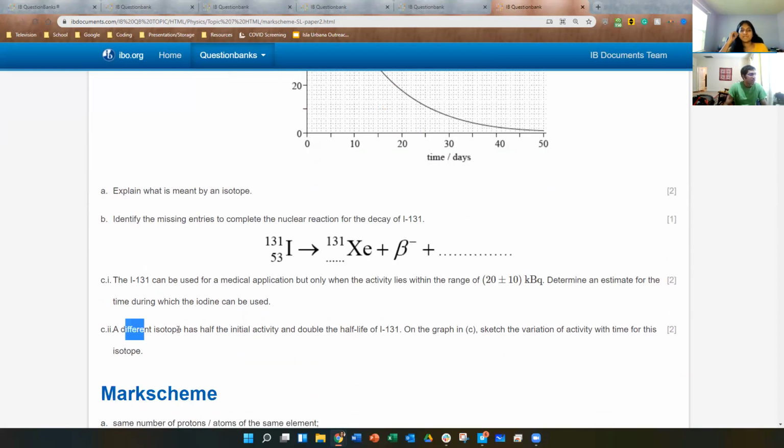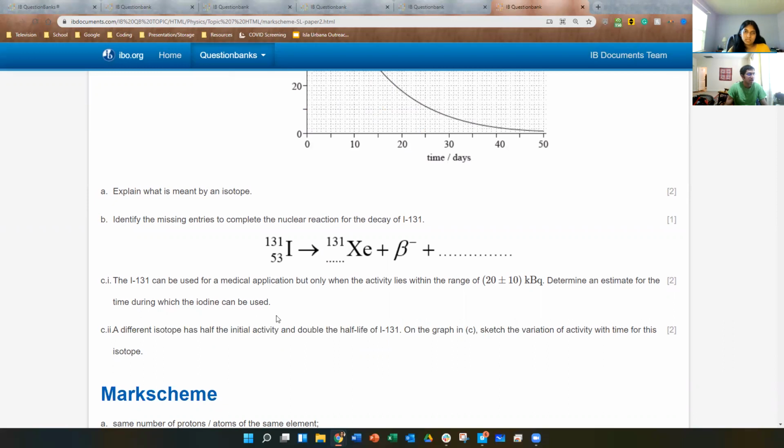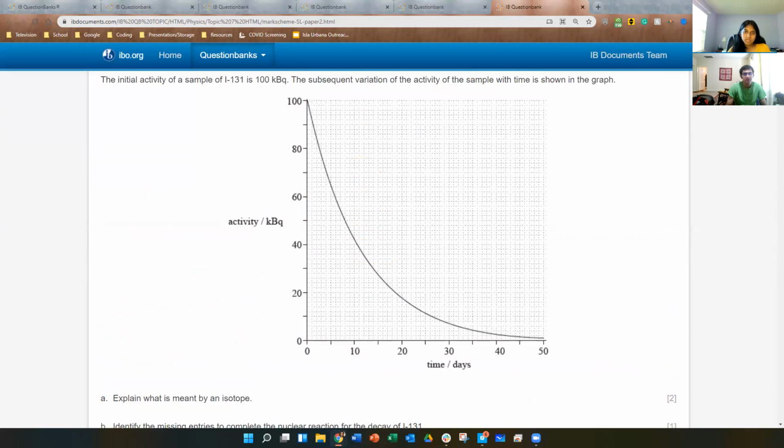Different isotope has half the initial activity and double the half-life. On the graph, sketch the variation of activity with time. So half the initial activity. Initially we start at 50, and then it'll take twice as much time. The half-life of this is what?